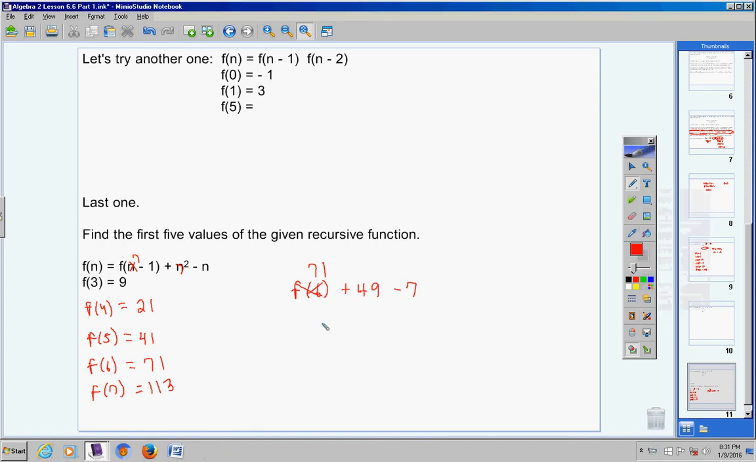I believe I did that quickly. We'll check it here real quick. 71, 120, yes, 113. Okay, so there we go. We found the first 5 values of the recursive function. Here they are right here. You could write your answer like this if you want to. Have no problem with this. Just list them out. 9, 21, 41, 71, and 113. In fact, that's how the book has their answers written.